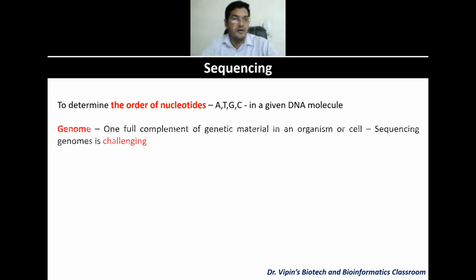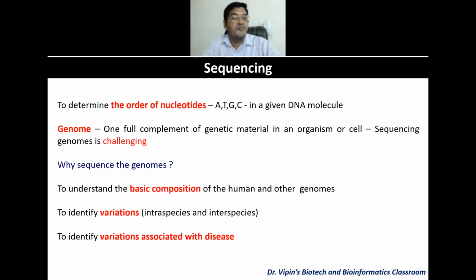So this is sequencing. I'm also sure that you know what a genome is. One full complement of genetic material in an organism or a cell is what is known as a genome, and sequencing genomes is challenging. So the question is, why is it so challenging? We'll talk about it as we move along in the presentation. So here you are. Why do you want to sequence genomes? Well, the answer to this is simple. We want to understand the basic composition of the human and other genomes.